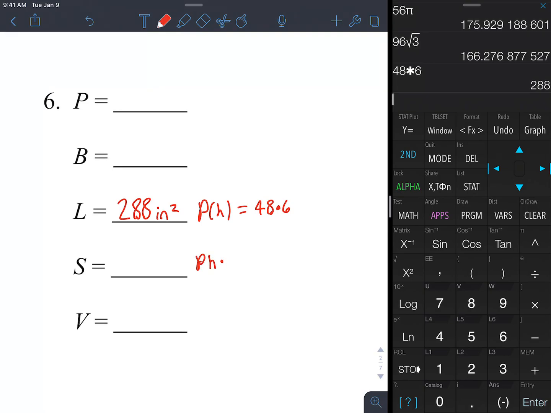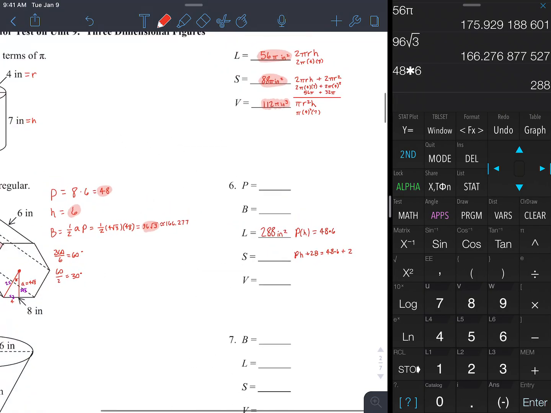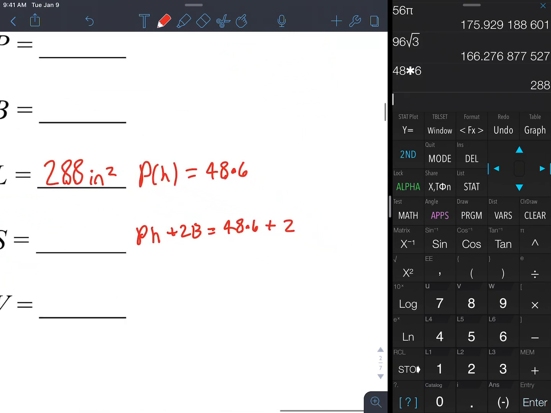Whoops, I'm drawing the wrong symbol there. Plus 2b. All right, so 48 times 6. Okay, and then you're going to do 2 times, what was it, 98 or 96. So 2 times 96 square root of 3, which really you just need to multiply the 2 and the 96. So 2 times 96 is 192 right there.